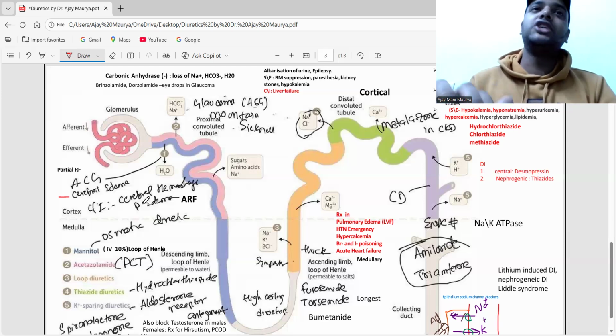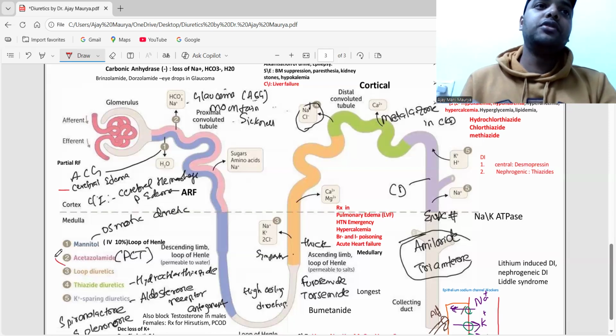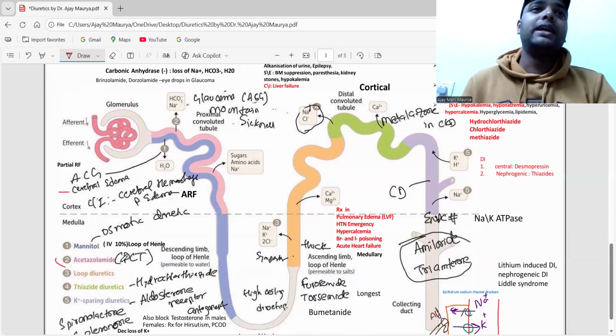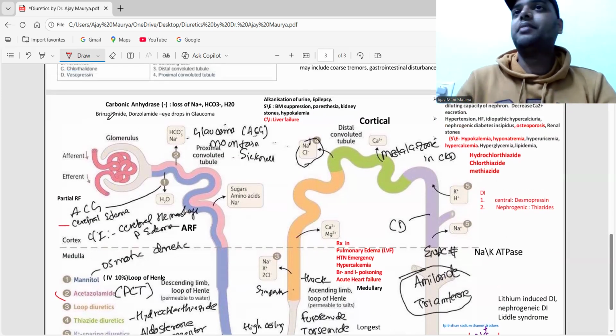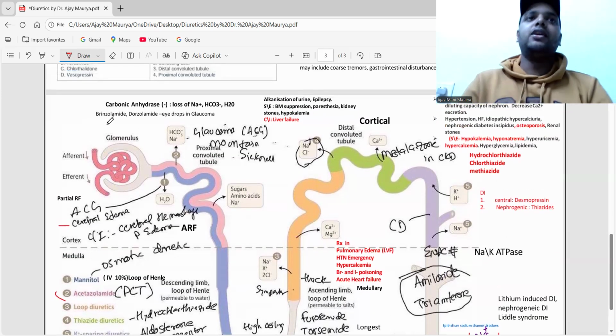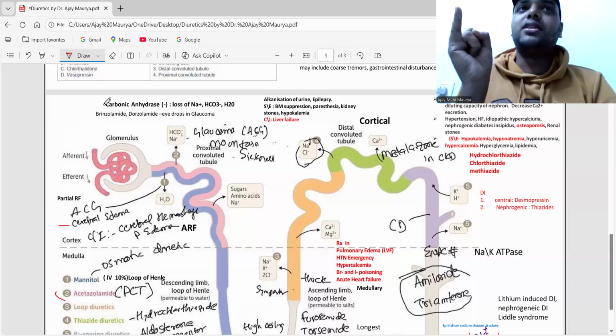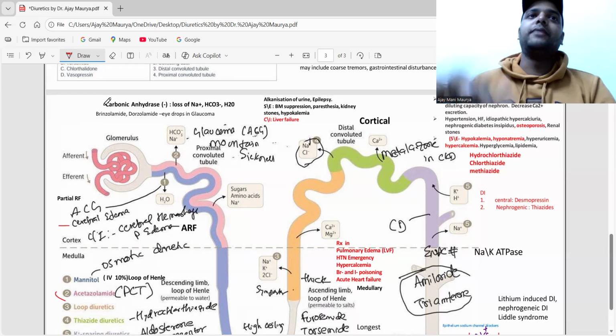The next one is the carbonic anhydrase inhibitors. Examples are acetazolamide, and some topicals like brinzolamide and dorzolamide. Brinzolamide and dorzolamide are used as topical eye drops in glaucoma. Acetazolamide is given as IV or tablet forms.